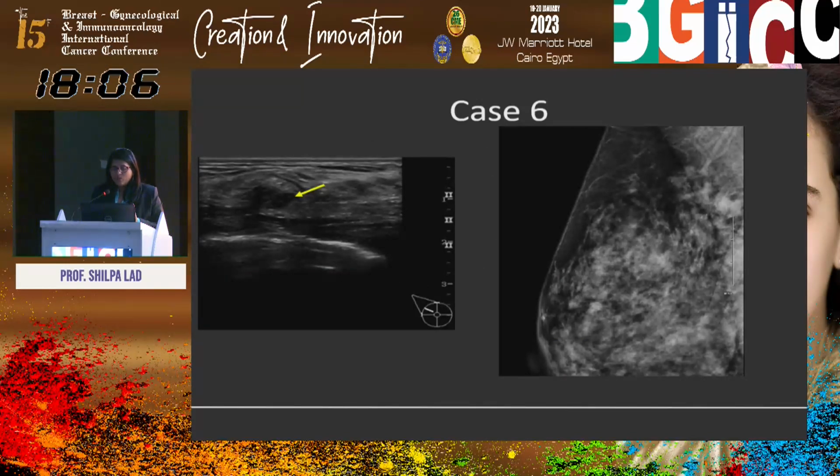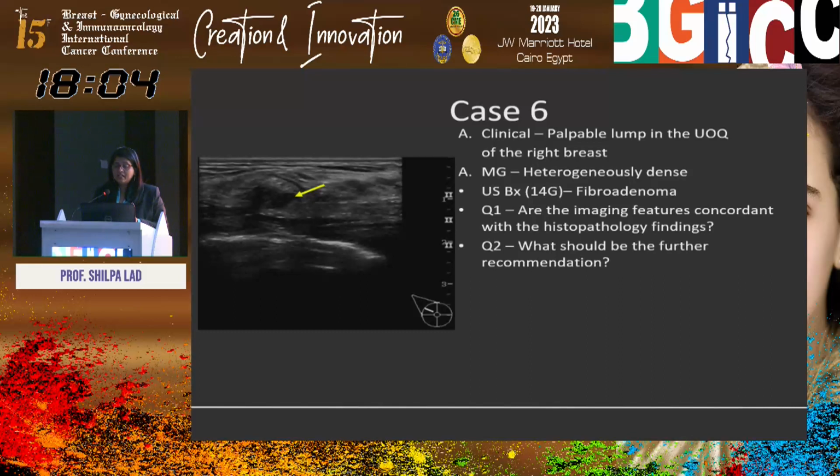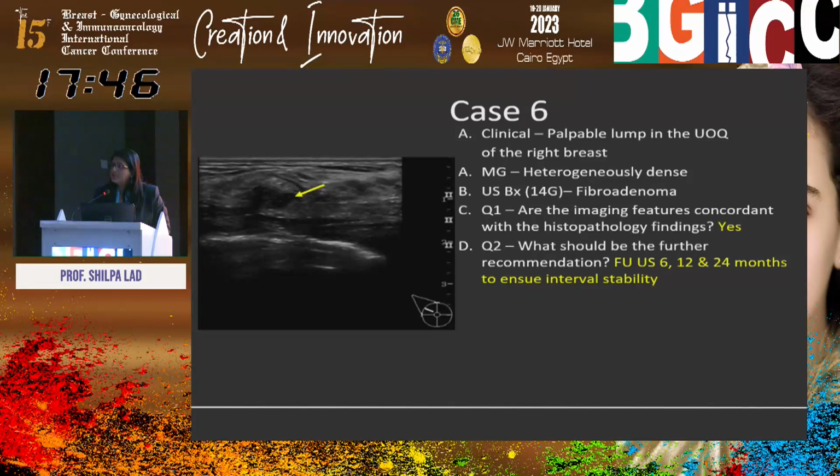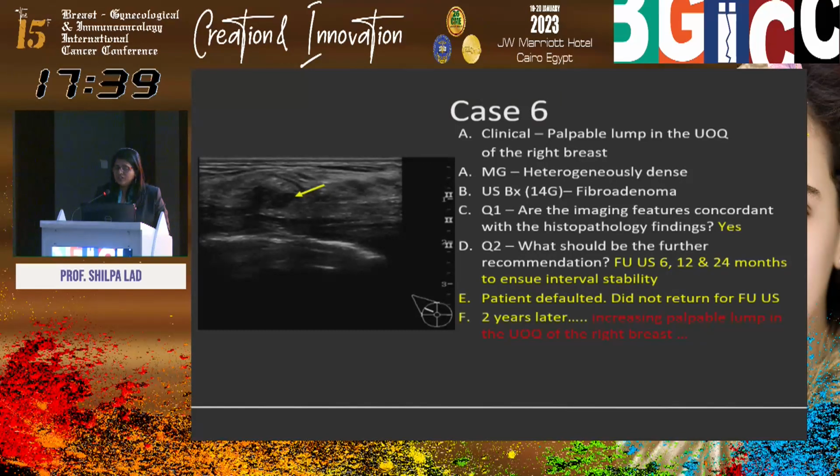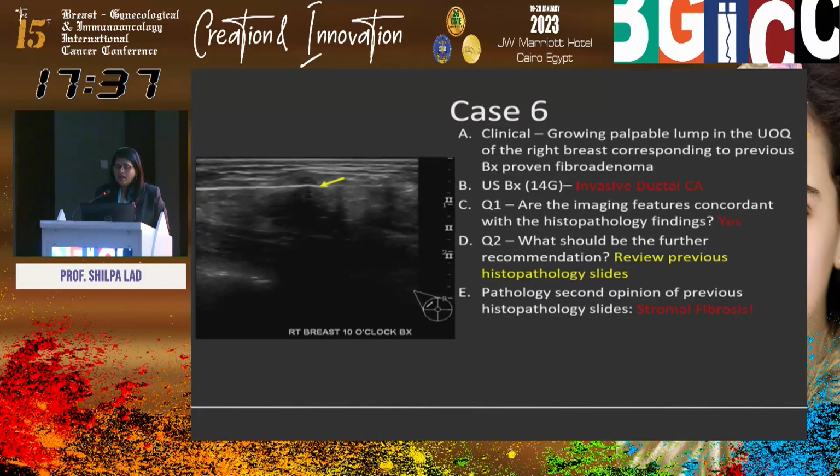Another similar case, corresponding to a well-circumscribed mass in a heterogeneously dense breast, we saw this mass. Biopsy was in keeping with fibroadenoma, okay? This was considered concordant considering the lesion is oval, relatively circumscribed. 6, 12, and 24-month follow-up was recommended as per protocol, okay? The patient did not follow up. What happened later was, 2 years later, she came with an increasing palpable lump, and this time the biopsy was in keeping with invasive ductal carcinoma.